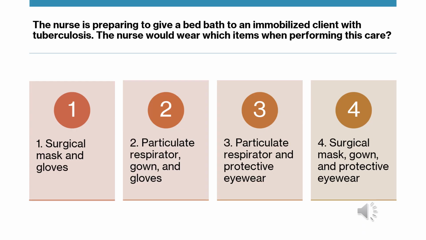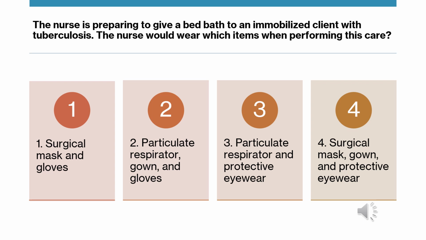Okay, so today's question says, the nurse is preparing to give a bed bath to an immobilized client with tuberculosis. The nurse would wear which items when performing this care? 1. A surgical mask and gloves. 2. A particulate respirator, gown and gloves. 3. A particulate respirator and protective eyewear. Or 4. A surgical mask, gown, and protective eyewear.